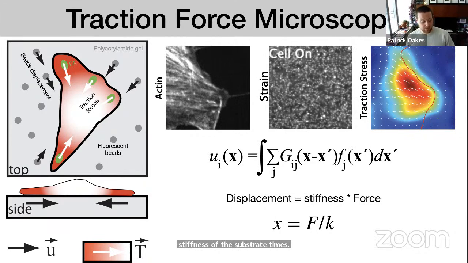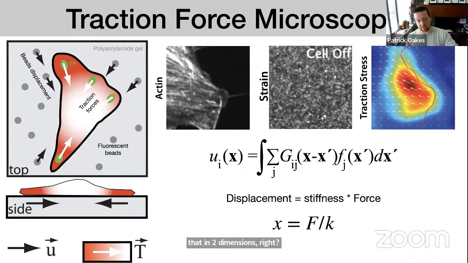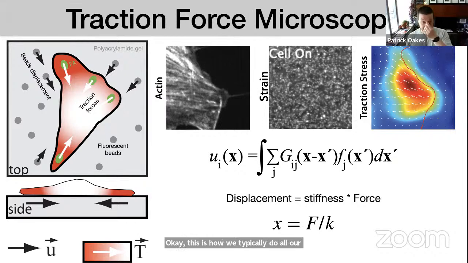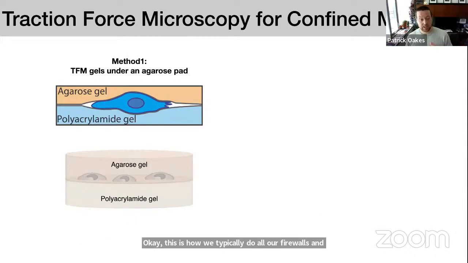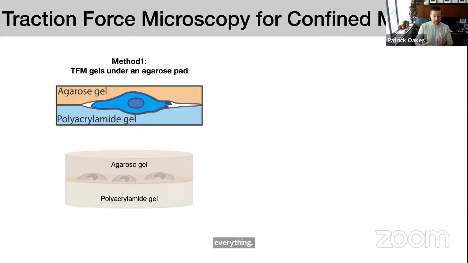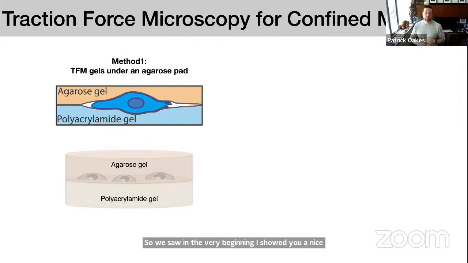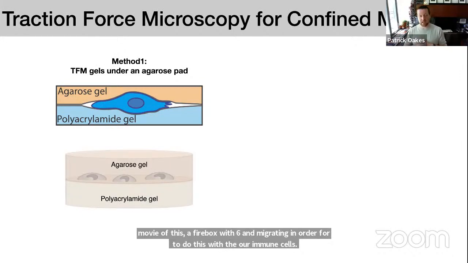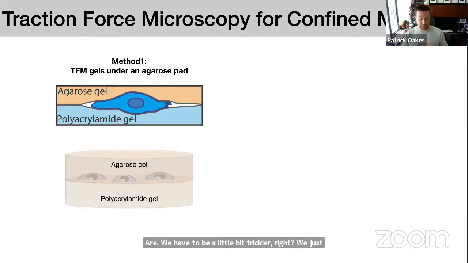Okay, this is how we typically do all our fibroblast imaging. So you saw in the very beginning, I showed you a nice movie of a fibroblast with zyxin migrating. In order to do this with our immune cells, however, we have to be a little bit trickier. We just showed you that you need to have some kind of confinement in order to get them to interact with the substrate consistently.